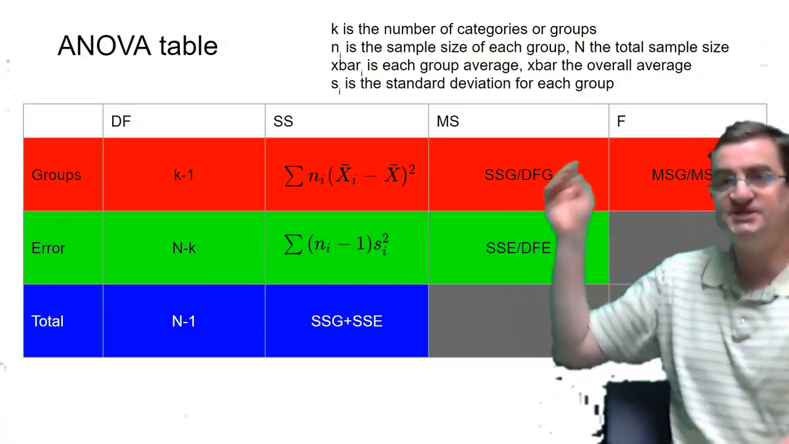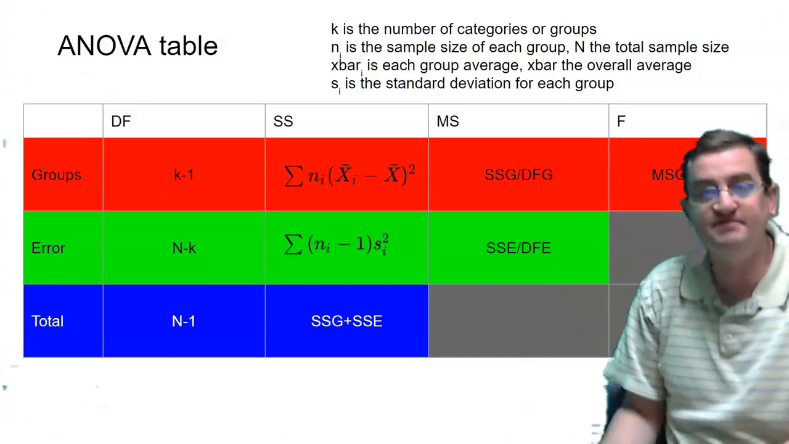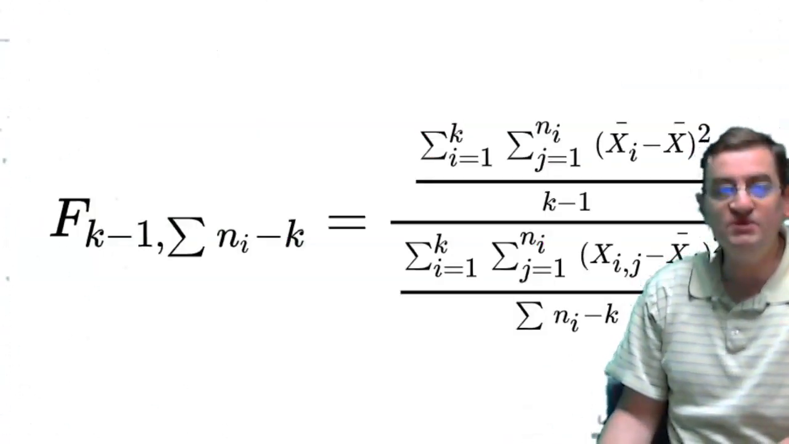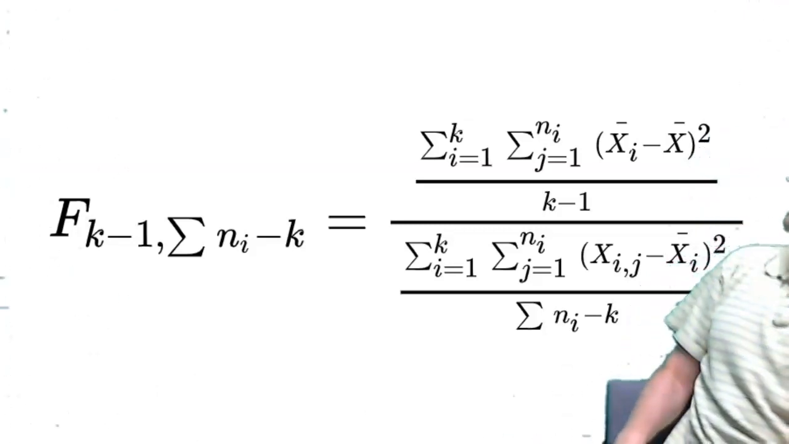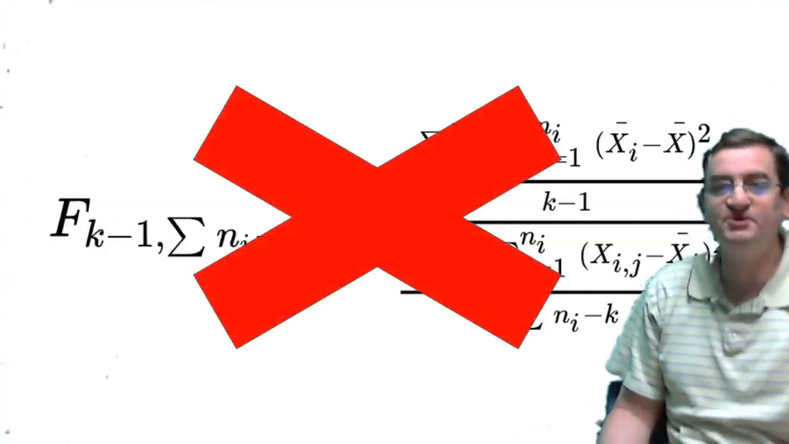Why don't we just jump to the end where we get the F statistic? Why organize things in a table? Because without the table, it would look like this. Does anybody want to see this? First of all, that's horrible. No, they do not. So instead, we're going to put it in a nice, pretty little table.